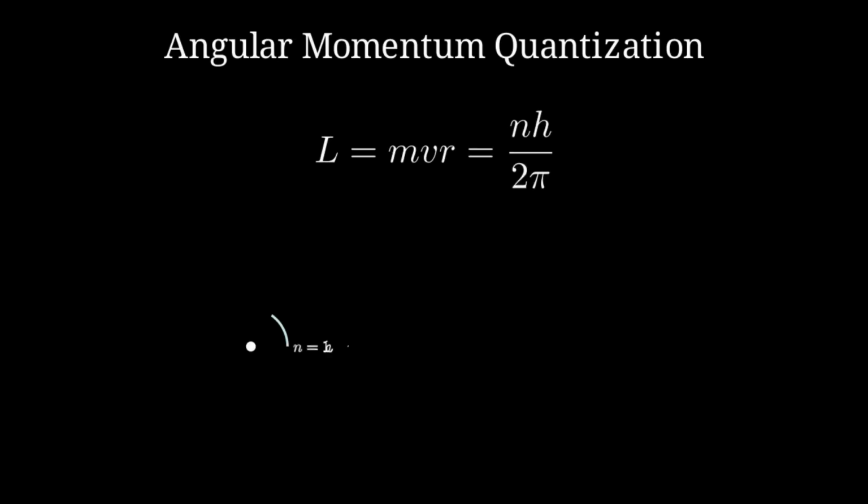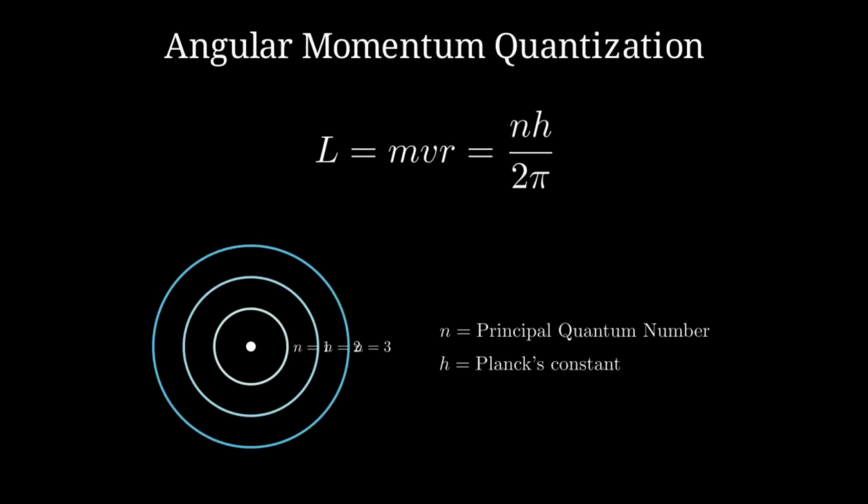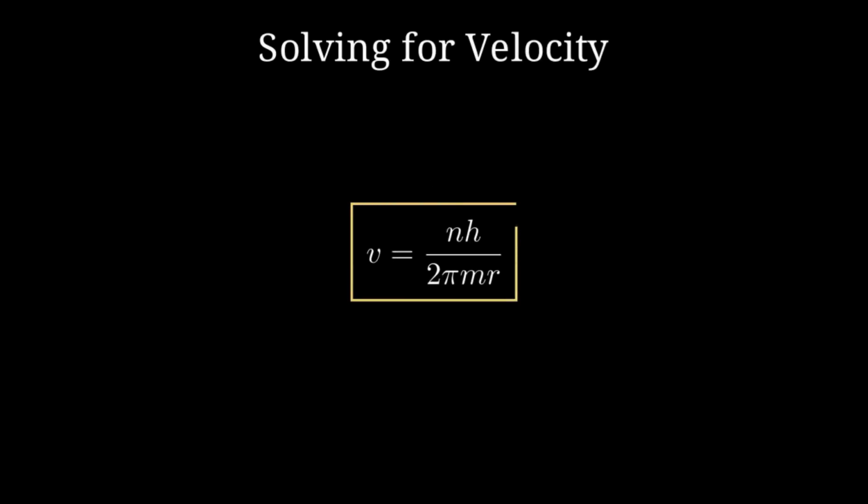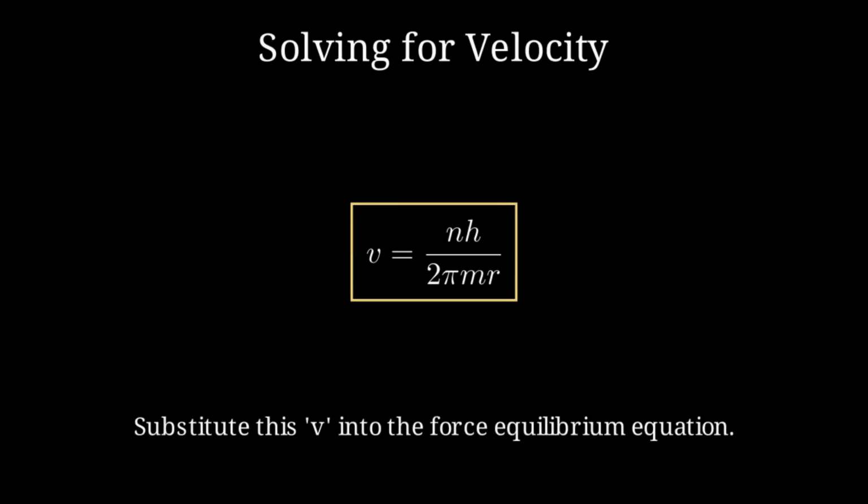Bohr's key insight was that angular momentum is quantized. It can only exist in integer multiples of Planck's constant divided by 2 pi, where n represents the specific orbit level. To find the radius, we first rearrange the quantization formula to solve for velocity v. This gives us an expression involving n, h, m, and r that we can substitute back into our force equation.